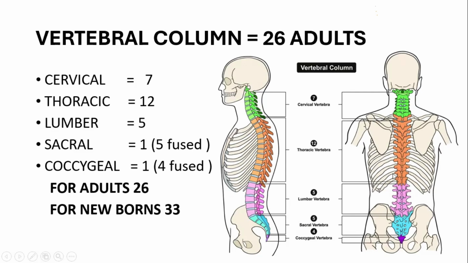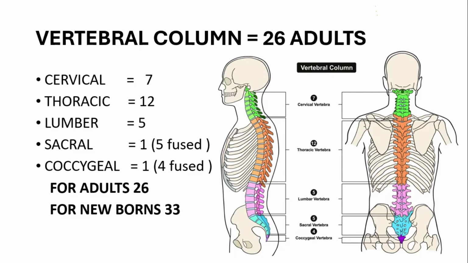And then the thoracic, 12 vertebrae. Okay, C7, T12, we call it like this. And then the lumbar region, see, the 5 lumbar vertebrae. Then the sacral region, this is 1. And then the coccygeal region, this is also 1. But the sacral region is 5 fused into 1.